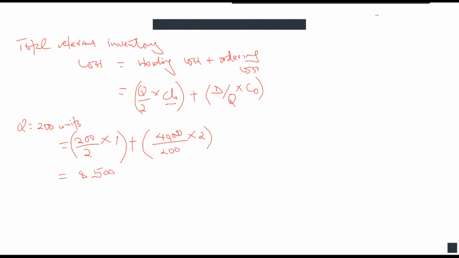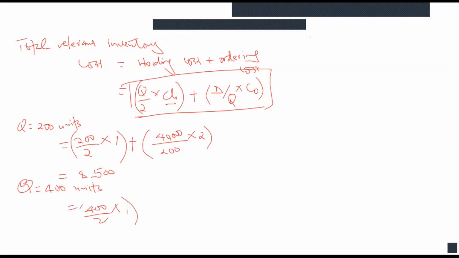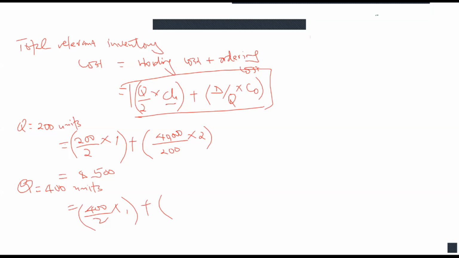Now, what if we increase the Q to 400 units? We make the evaluation, same process, simply using this formula. Just plug it in. Q is equal to 400, we divide by 2, the average inventory, and multiply by the holding cost per unit per year, $1. The annual demand remains fixed at 40,000. We divide by Q, which is now 400, and multiply by the cost per order, which remains at $2. That gives us a cost of $400 for 400 units.